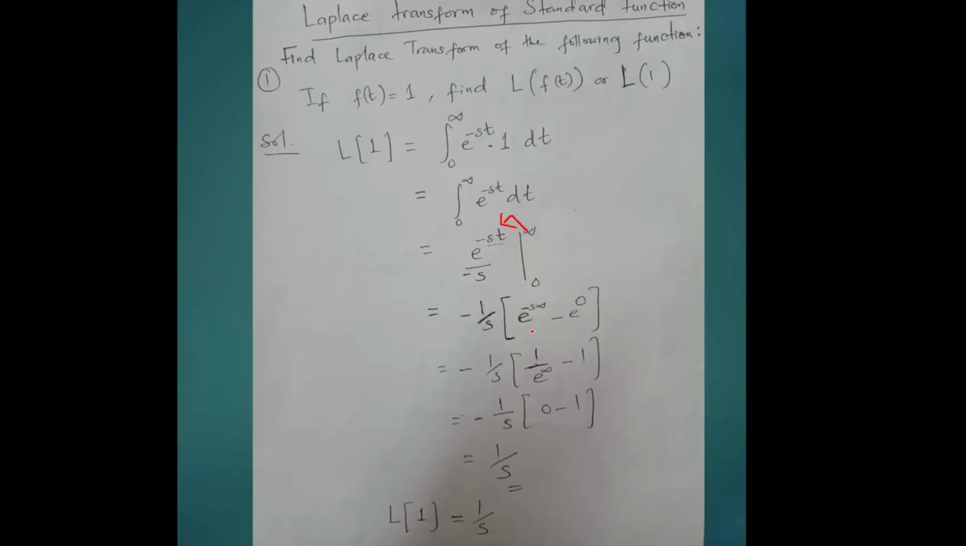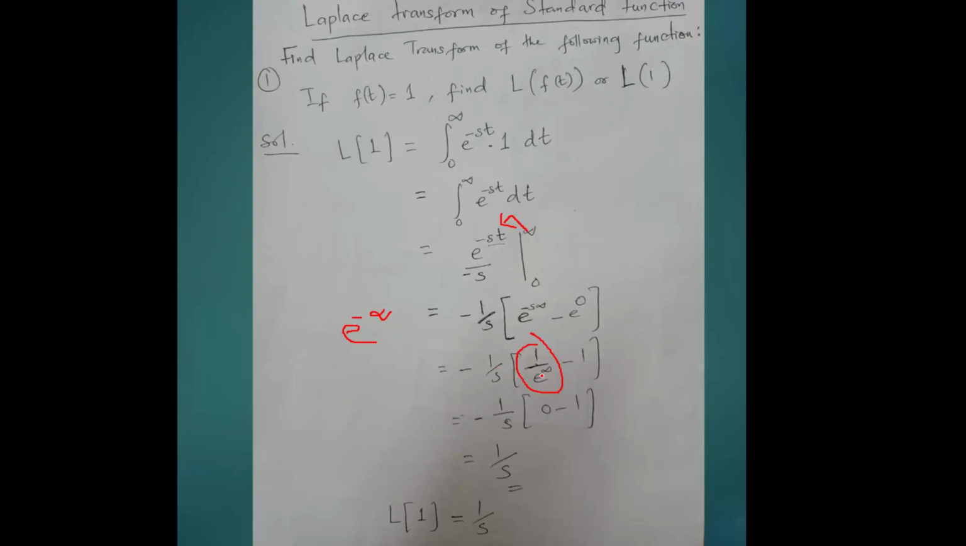So e raised to 0 is 1, and what you have here is, any number times infinity is going to be infinity. So s times infinity is infinity. So minus s times infinity is going to be minus infinity, right? So this one is e raised to minus infinity. How I have got this one is, I have taken this minus infinity to the denominator. So when I take it to the denominator, it's going to be positive.